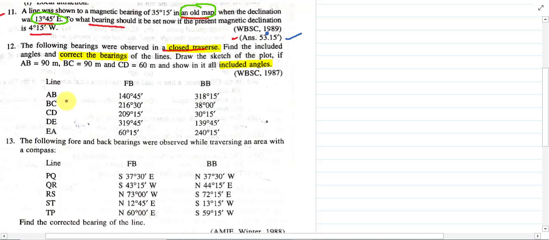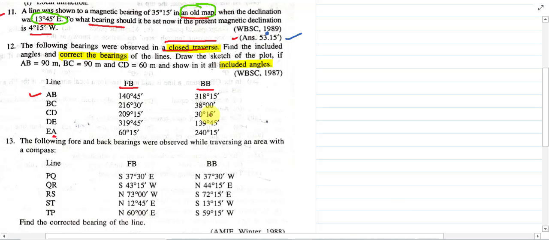This table contains three columns. The first column represents line, and here the lines are AB, BC, CD, DE, and EA. So you can clearly see that the line starts from the A point and ends at the A point. Hence this is the problem of closed traverse. The second column gives the value of forebearing, and the third column gives the value of back bearing.